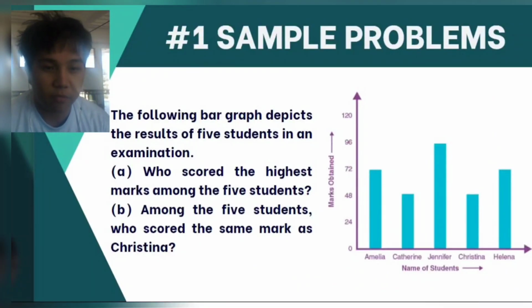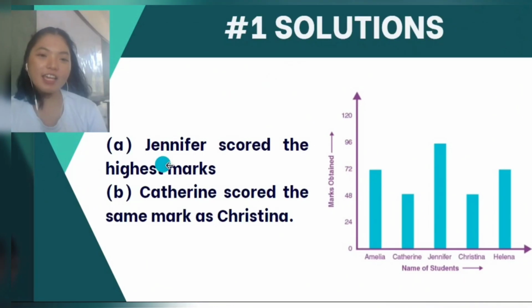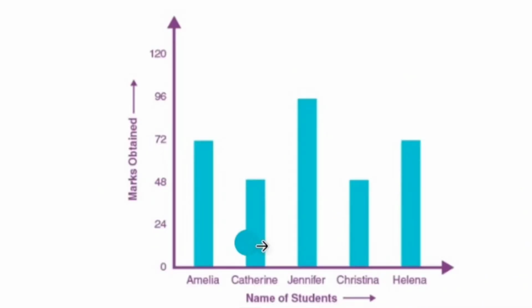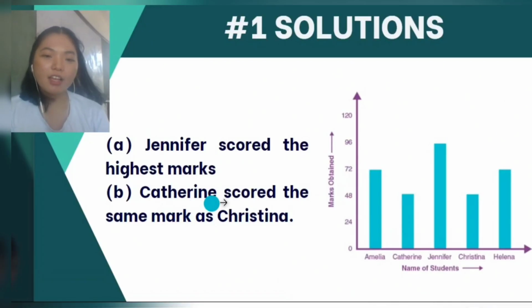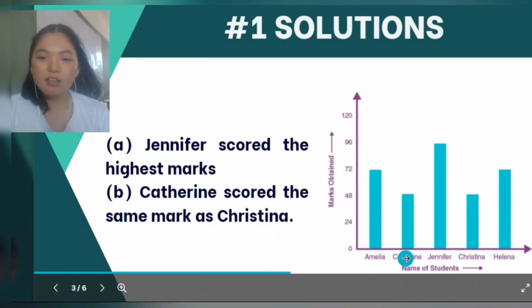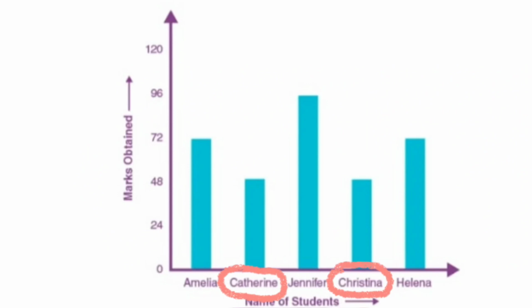Problems in bar graph. The following bar graph depicts the results of 5 students in an examination. Letter A. Who scored the highest marks among the 5 students? Letter B. Among the 5 students, who scored the same mark as Christine? Number 1 solution for the letter A, Jennifer scored the highest marks. As you can see here in the bar graph, Jennifer has 96 marks obtained. For the letter B solution, Catherine scored the same mark as Christine, because as you can see here in the graph, both Catherine and Christine have 48 marks obtained.